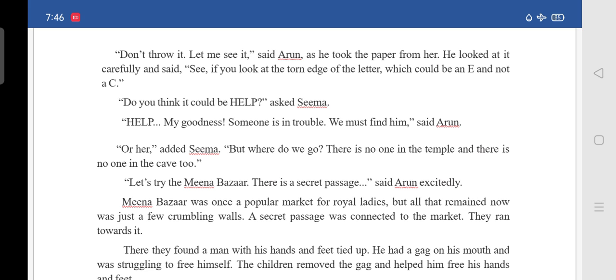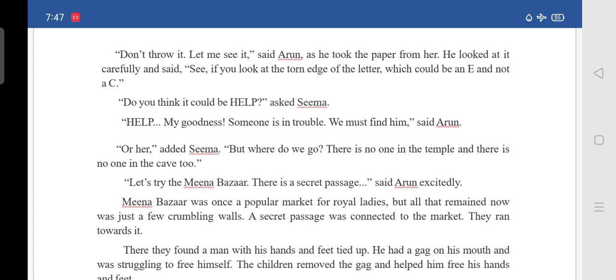Meena Bazaar was once a popular market for royal ladies, but all that remained now was just a few crumbling walls. A secret passage was connected to the market. They ran towards it. So, how is the condition of the market?